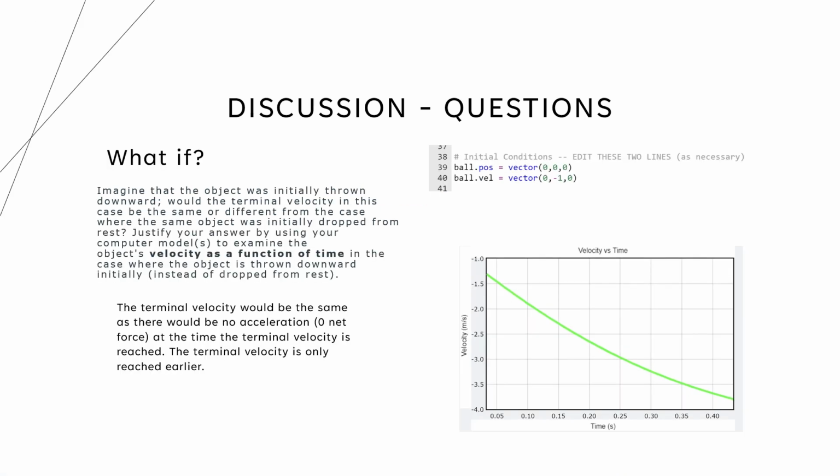And then for the what-if question, the terminal velocity would be the same, as there would be no acceleration at the time the terminal velocity was reached. The terminal velocity is only reached earlier than the free-falling one. This is checked with the GlowScript code on the right by setting the initial velocity to be -1 meters per second in the y direction.